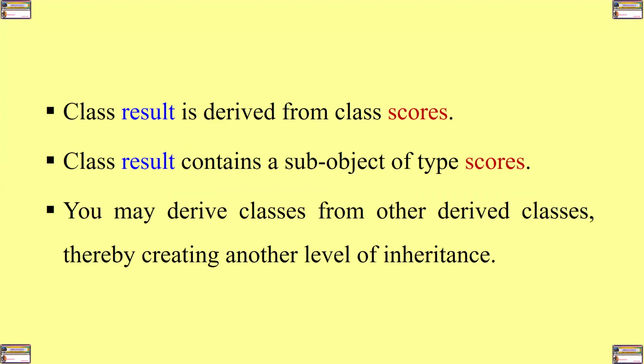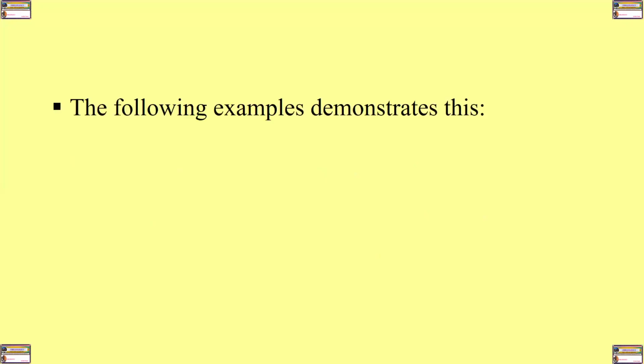You may derive classes from other derived classes, thereby creating another level of inheritance. So in other words, you can derive a class from a derived class. So the following example demonstrates this.